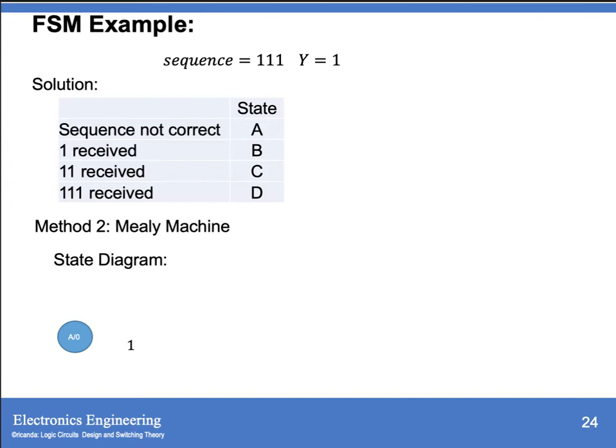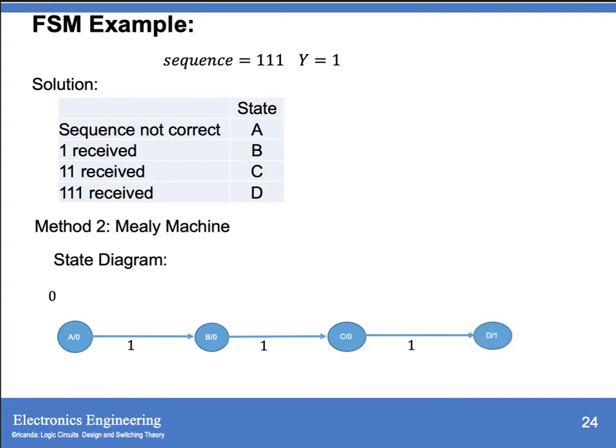So in your Mealy, your state has already an output. So at state A, you have an output of 0. And if it receives a 1, it goes to B with output 0. If it receives another 1, it goes to C with an output 0. And if we receive another 1, it goes to D with an output of 1.